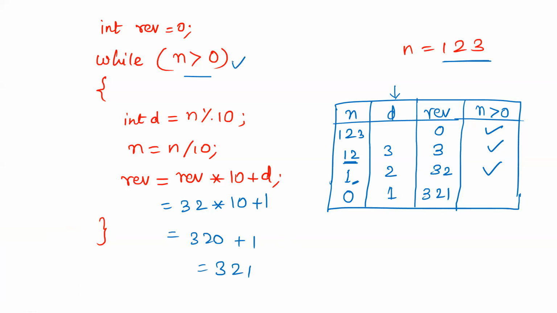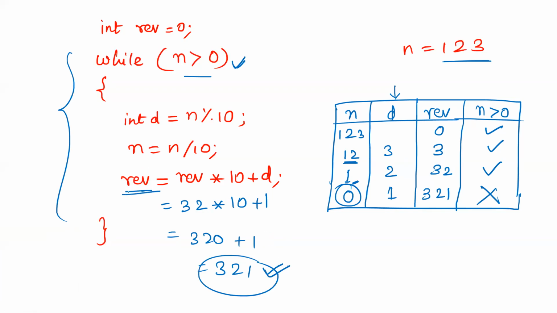Now you can see n is greater than 0. So no, the condition is false because n is now 0 itself. So you can see this algorithm is helping us to reverse a number. Lastly, the final value is stored in reverse. Now if you want to check palindrome, we can check if this reverse is equal to the initial number or not. Okay, so let us do the coding part.